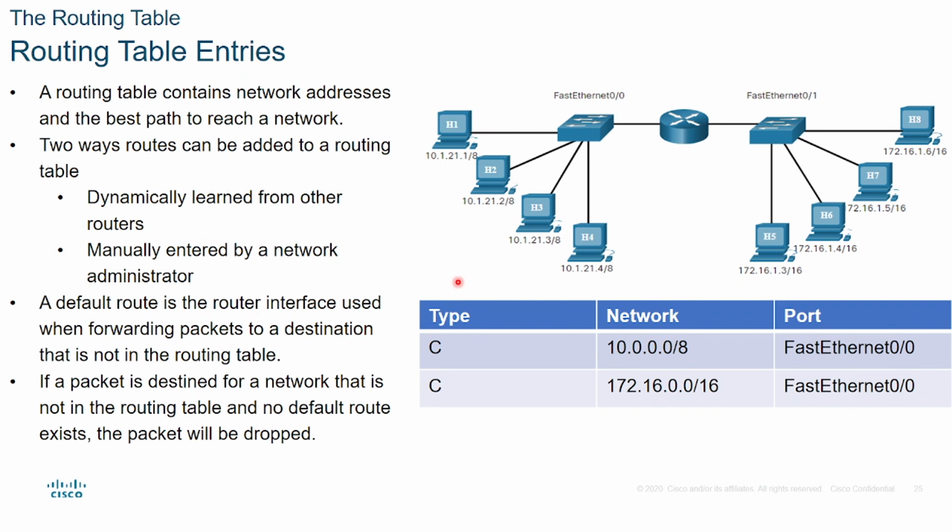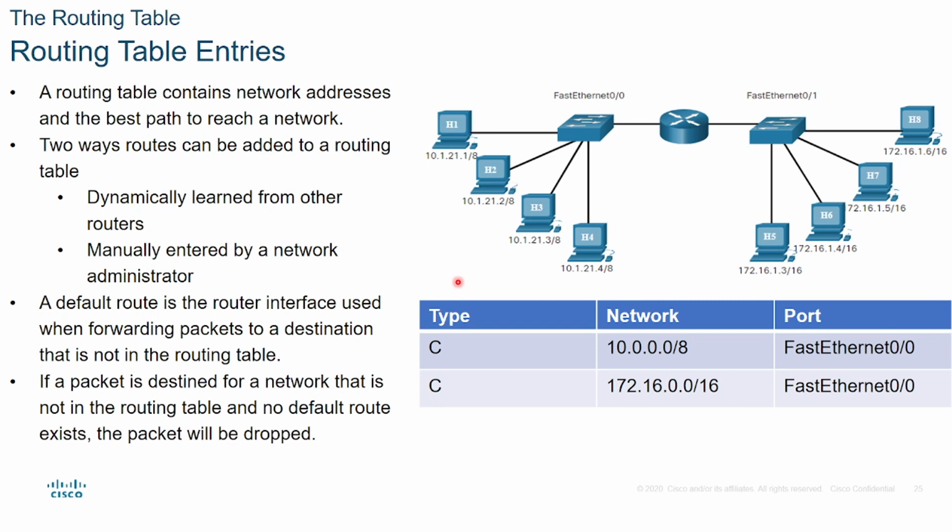So a routing table contains network addresses and the best paths to reach a network. Two ways routes can be added to a routing table. I'm going to explain that later. They can be dynamically learned from other routers, or they can be manually entered by a network administrator. Just like when you want to set up IP addressing, you can use static or dynamic. Static is when you manually enter the IP address, and dynamic is when the IP address is automatically assigned.